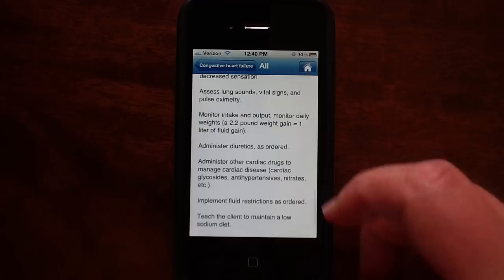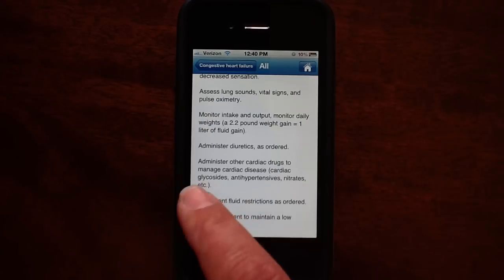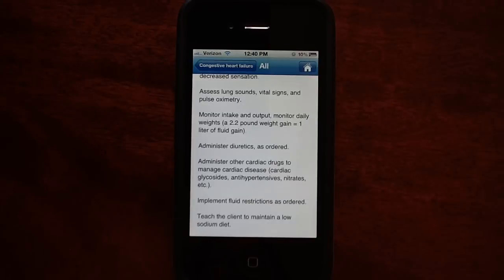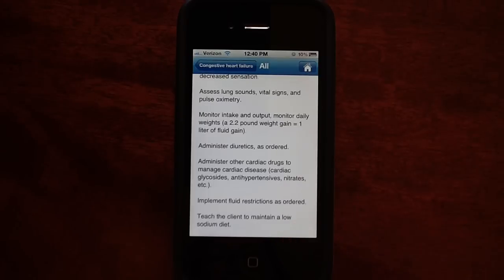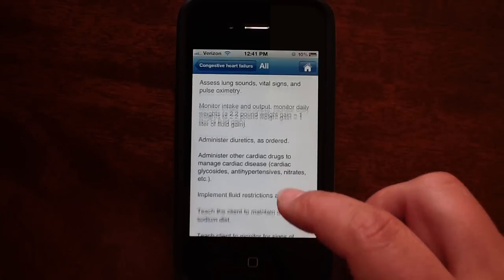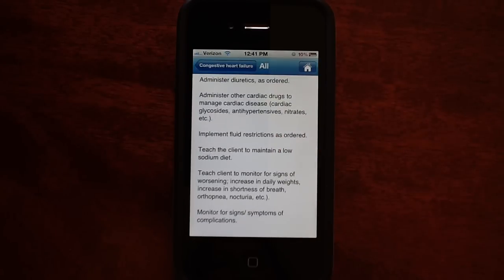Certainly I have put in sample drugs that we might give for a client, so administer diuretics as ordered, and that would be based on what the physician orders. Certainly other cardiac drugs that might be used for a person with congestive heart failure includes cardiac glycosides, which would be your digoxin, antihypertensives and nitrates, depending on if they have chest pain or high blood pressure or other needs related to the antihypertensives. And as you scroll down here, you will see that there is consistently going to be an intervention to monitor for signs and symptoms of complications so that we're continuously evaluating our client.